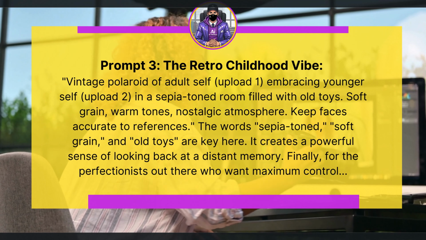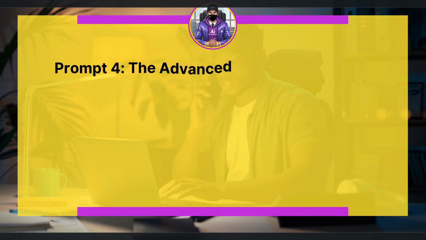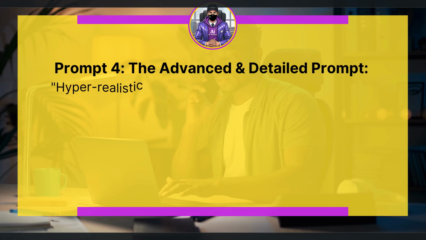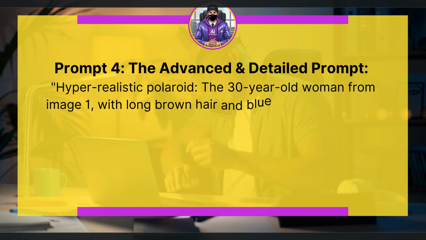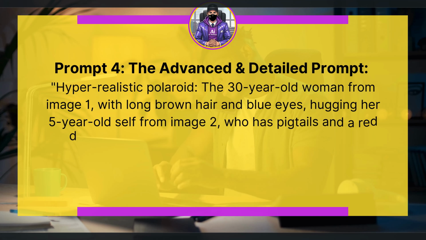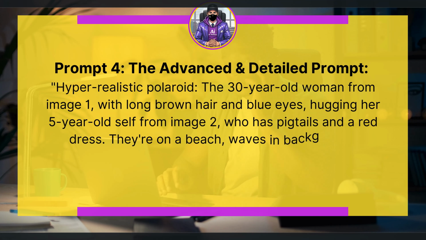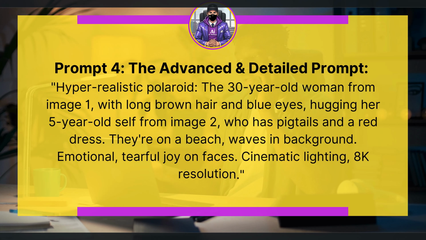Finally, for the perfectionists out there who want maximum control, prompt 4, the advanced and detailed prompt. Hyper-realistic Polaroid. The 30-year-old woman from image 1, with long brown hair and blue eyes, hugging her 5-year-old self from image 2, who has pigtails and a red dress. They're on a beach, waves in background, emotional, tearful joy on faces. Cinematic lighting, 8K resolution. With this one, you're not leaving anything to chance. You're specifying your age, hair color, clothing, location, and even the exact emotion. The more specific you are, the closer the AI will get to the image in your head.